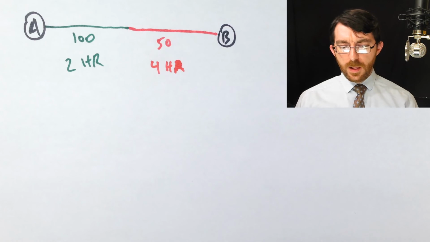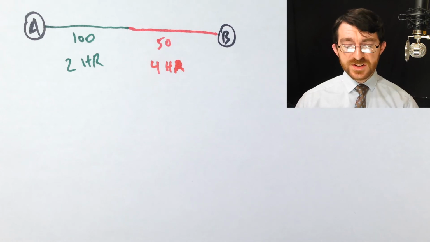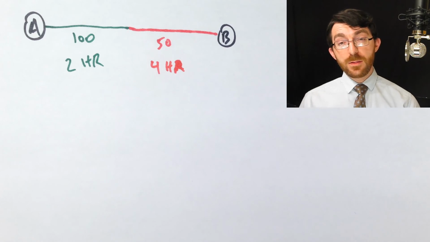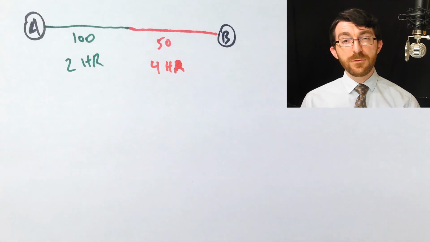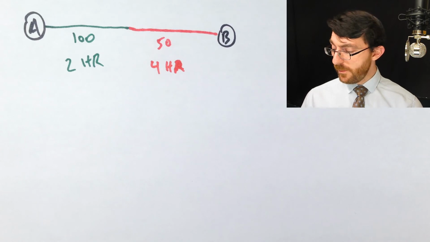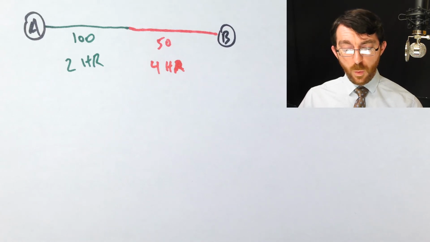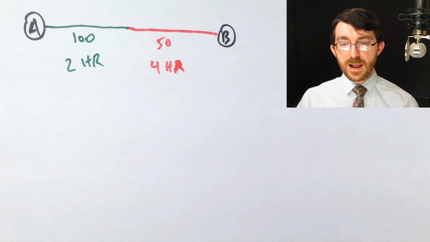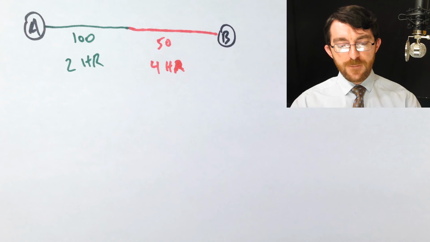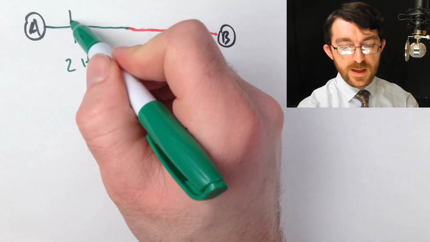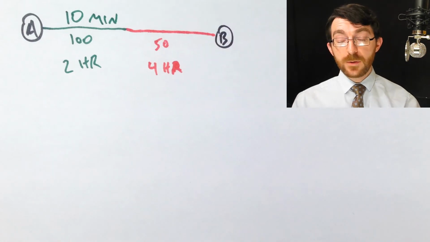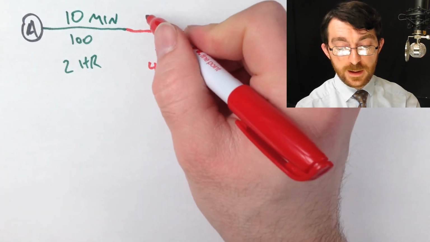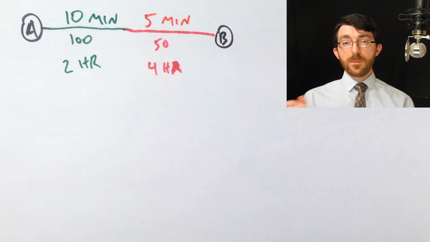So the resistance of a resistor, the higher the number, the worse the traffic is. So let's do it more like in terms of a delay, right? So how about instead of 100 cars per hour and 50 cars per hour, let's say instead, if you take the green road, you're going to have a 10-minute delay. And if you take the red road, you will have a 5-minute delay. What will be the total delay?